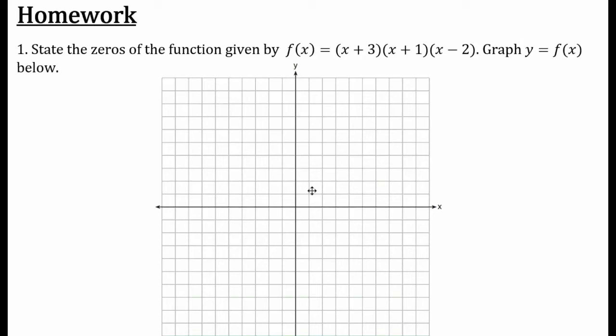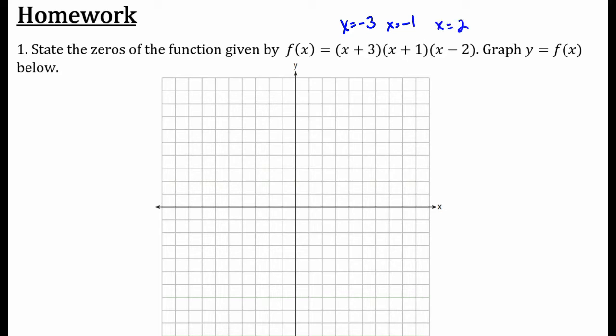Number 1, state the zeros of the function given by f of x equals x plus 3 times x plus 1 times x minus 2. Graph y equals f of x below. So state the zeros of this function. Well, this function's already in factored form, so I know the zeros are x equals negative 3, x equals negative 1, and x equals 2.